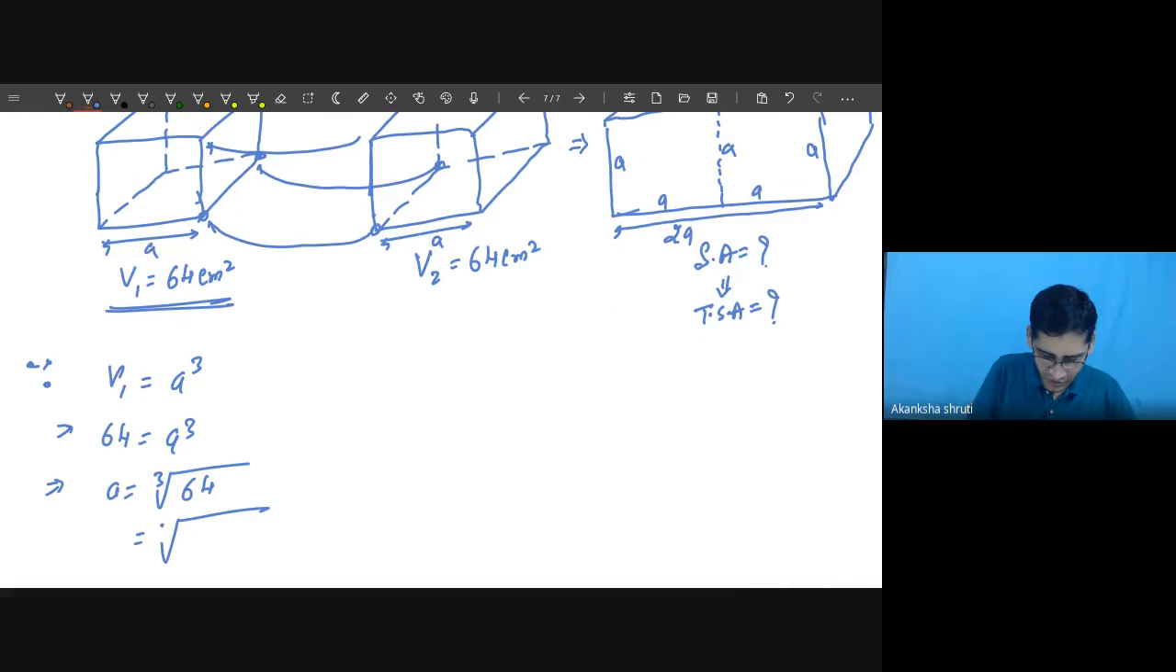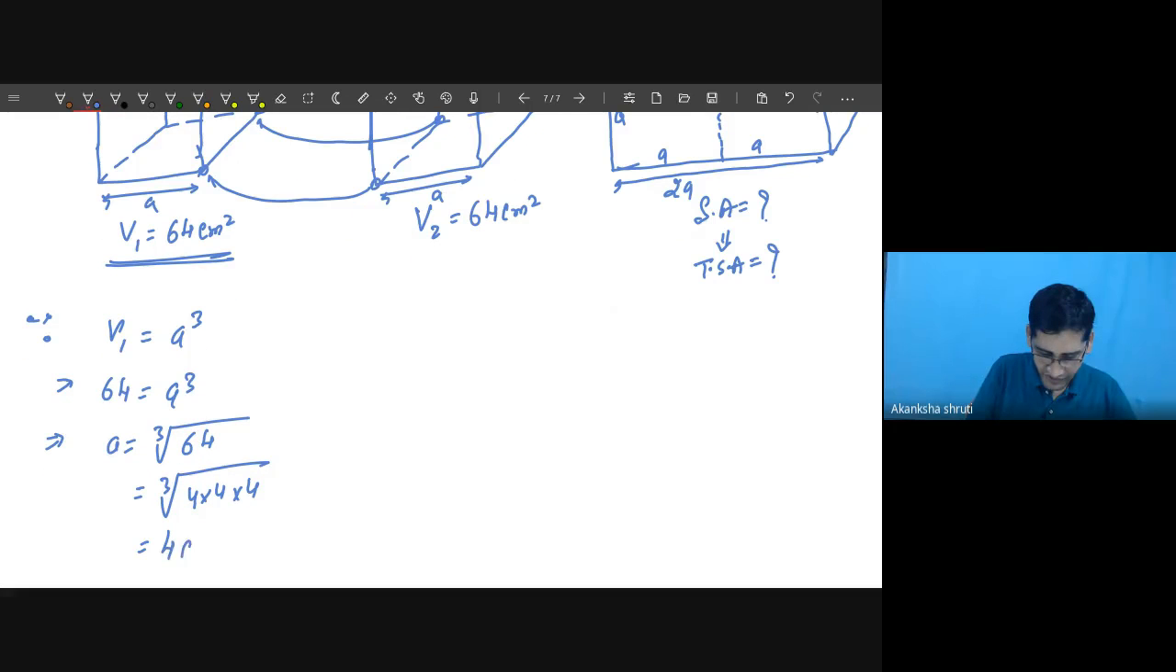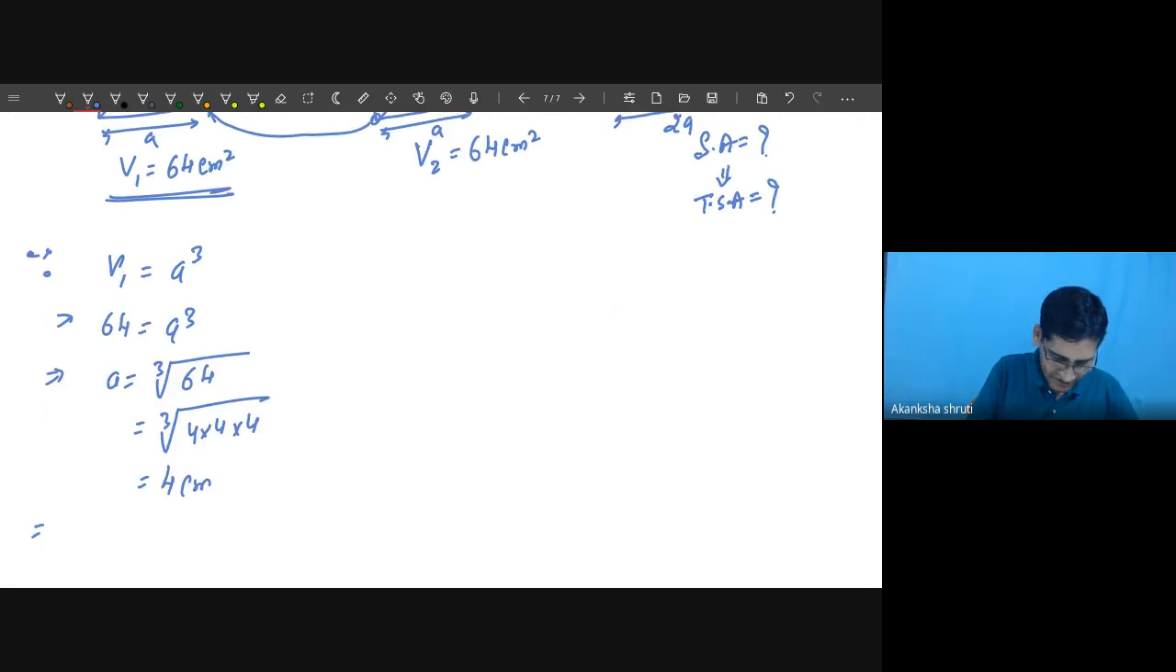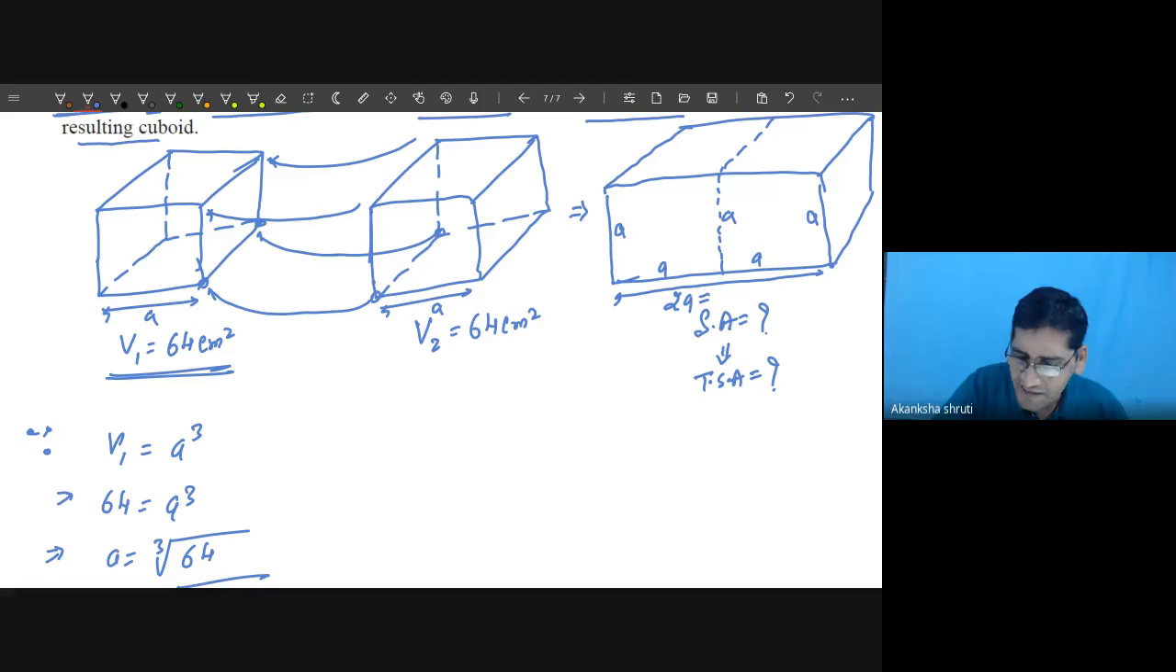It is the cube root of 4 into 4 into 4, so that it can be taken out. So it is 4 centimeter. This implies side length or edge length is equal to 4 centimeter. This way we are observing that this much length is our 8 centimeter. This is our 4 centimeter.